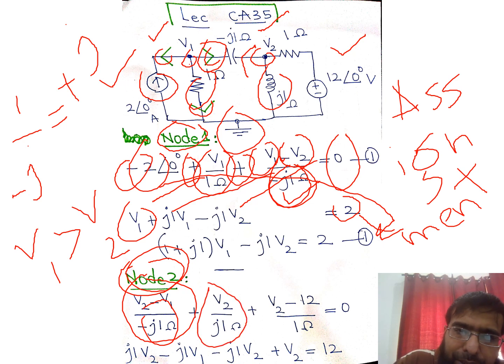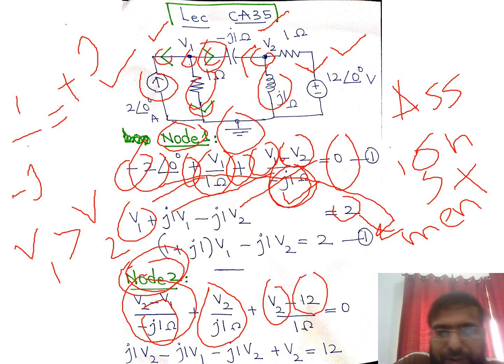And we don't know the direction of the current moving in this direction, therefore we'll assume it to be moving away from the node, and we'll assume that V2 is the largest among all voltages, therefore we'll write V2 minus 12 instead of 12 minus V2. We'll write V2 minus 12 because we have assumed V2 to be the largest voltage in the circuit because we are writing the equation for this node. So this is the basic concept.